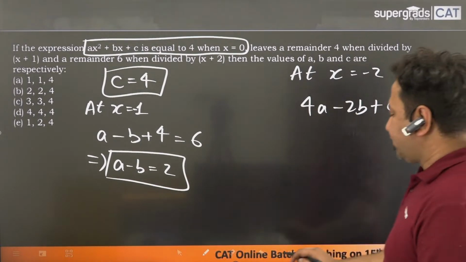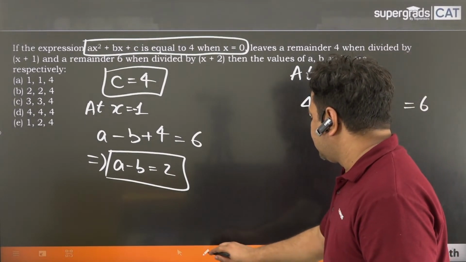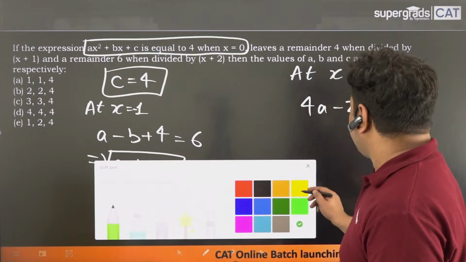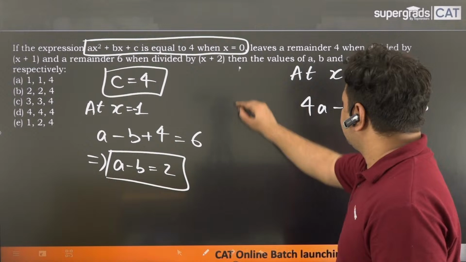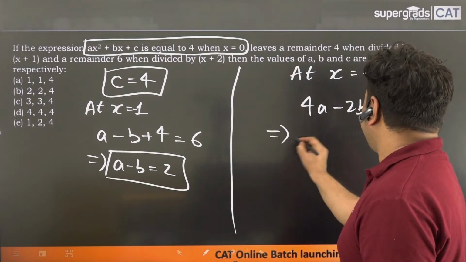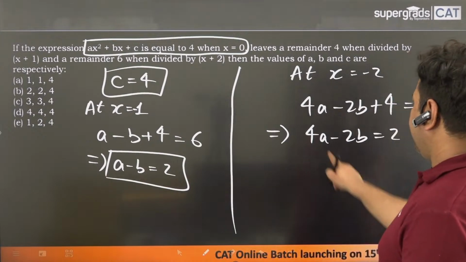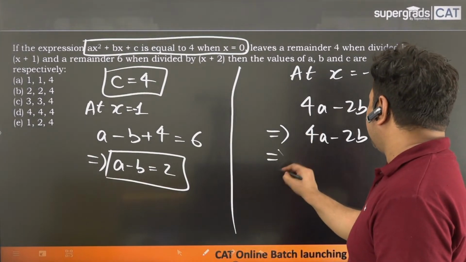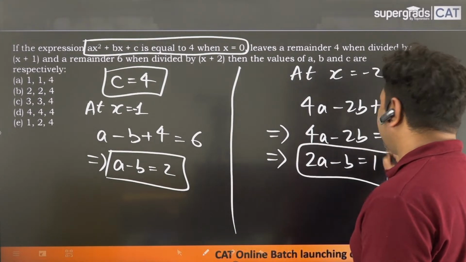Again, instead of writing the c, I can just write 4. है ना? हमें अपनी जिंदगी को आसान बनाना है. Let us put 4 over here. This means 4a minus 2b will be equal to 2. Dividing this whole by 2, I'll get 2a minus b is equal to 1. Now I have this as well.